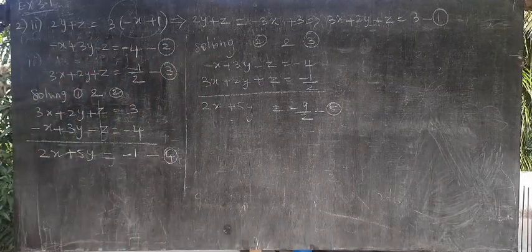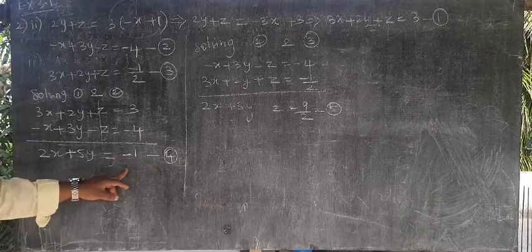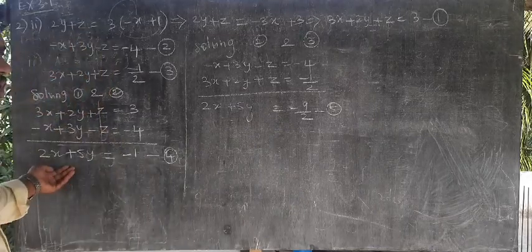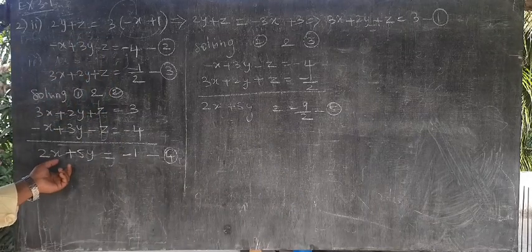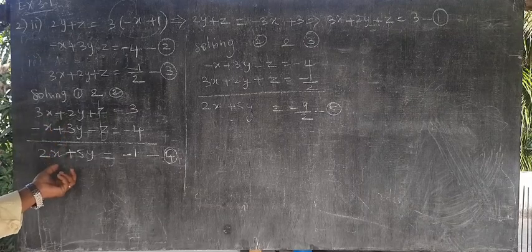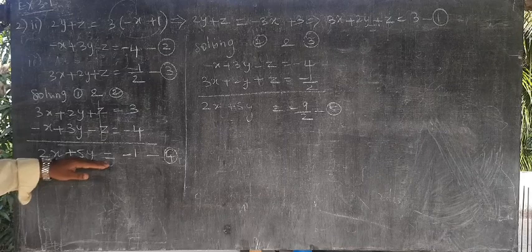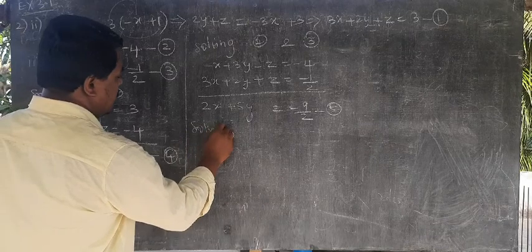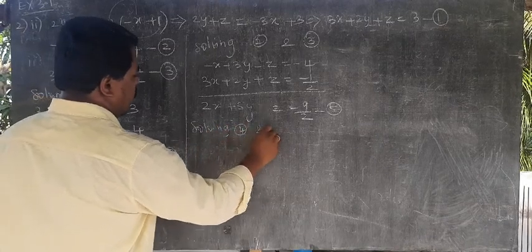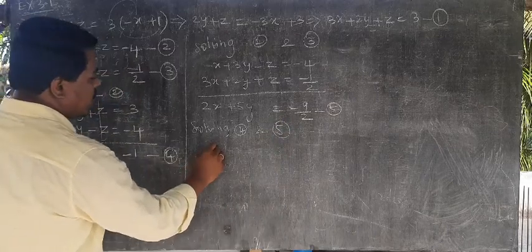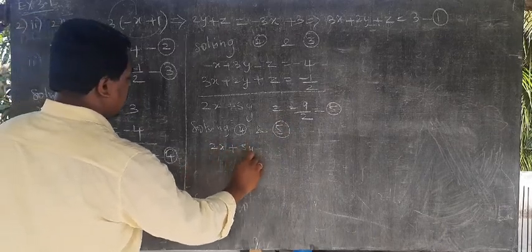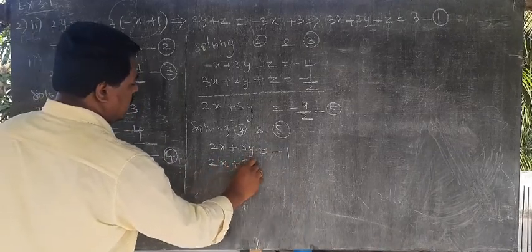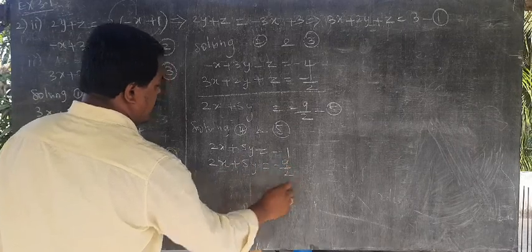So see the fourth and fifth equations. 2x plus 5y equal to minus 1. 2x plus 5y equal to minus 9 by 2. In these two equations we have x and y variables. For that reason only we formed these equations. Now we have to take these two equations and solve. Solving 4 and 5: 2x plus 5y equal to minus 1, 2x plus 5y equal to minus 9 by 2.